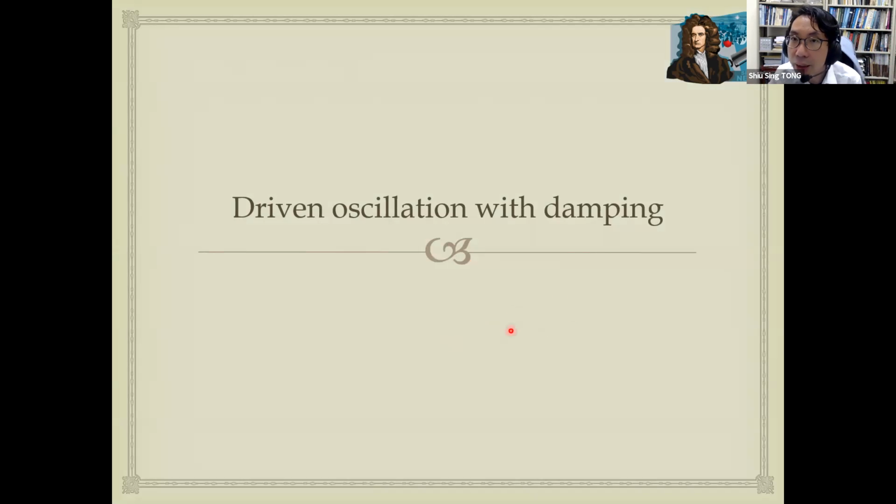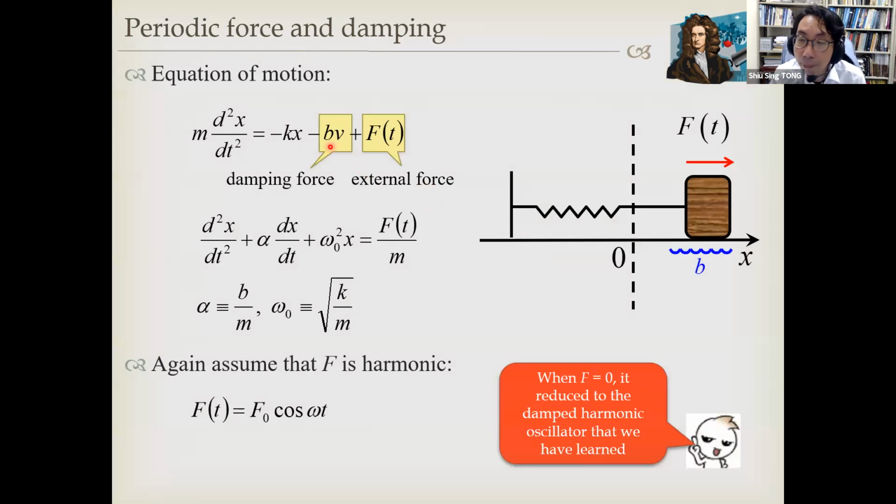Now let's have a more realistic model. Let's include damping. Our previous model is actually quite unrealistic, and the amplitude will go to infinity at the resonance, which is not realistic. So let's have a more realistic model. We do it by introducing the damping force. So we introduce the damping force here.